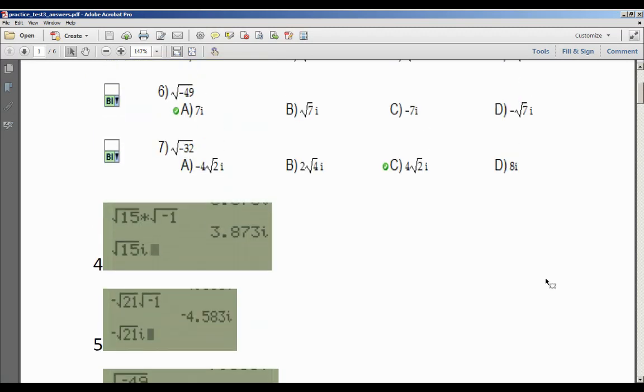It was a positive value, and, well, number 7, letter A was negative. It's not going to be 8i. That's crazy. Well, square root of 16 is not 2. Square root of 16 is 4.